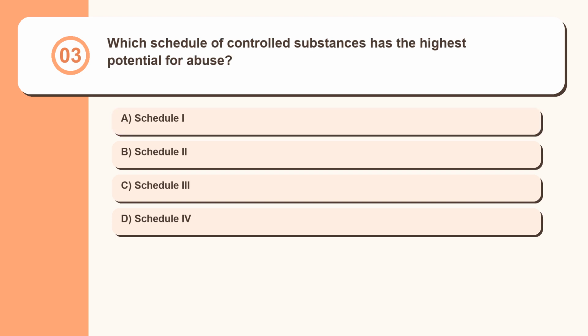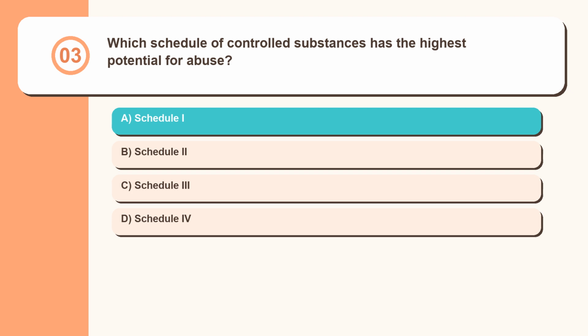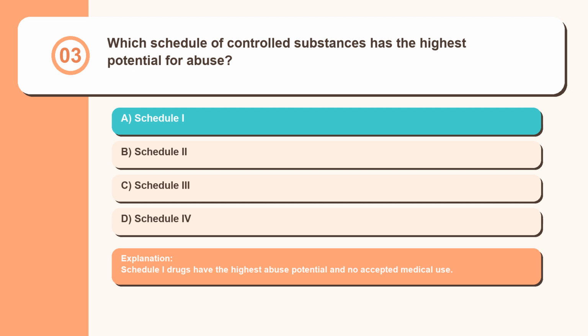Question 3. Which schedule of controlled substances has the highest potential for abuse? Schedule I, Schedule II, Schedule III, Schedule IV. Schedule I drugs have the highest abuse potential and no accepted medical use.